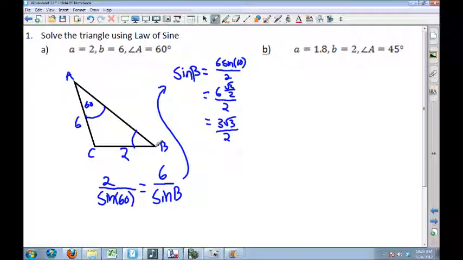You may notice that 3 rad 3 over 2 is bigger than 1, which is outside the range of sine, so there's no angle B that would make this triangle work. So there is no solution for this example.